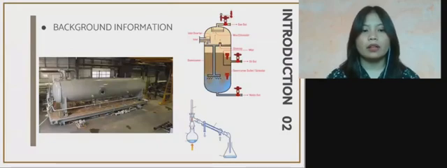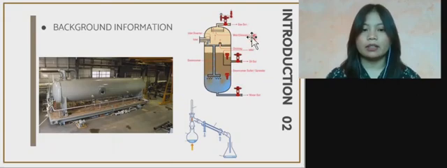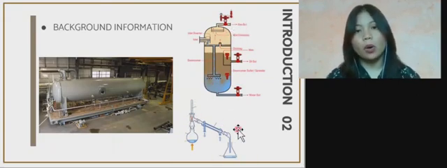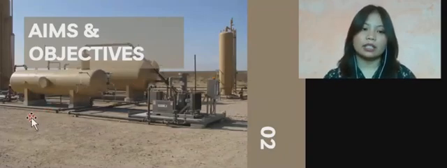This is how the separator vessels look like in real life. And here is one of the separator types, the vertical separator diagram. Below here is one of the distillation processes and distillation equipment. Before that, I'm going to explain what the aims and objective are.